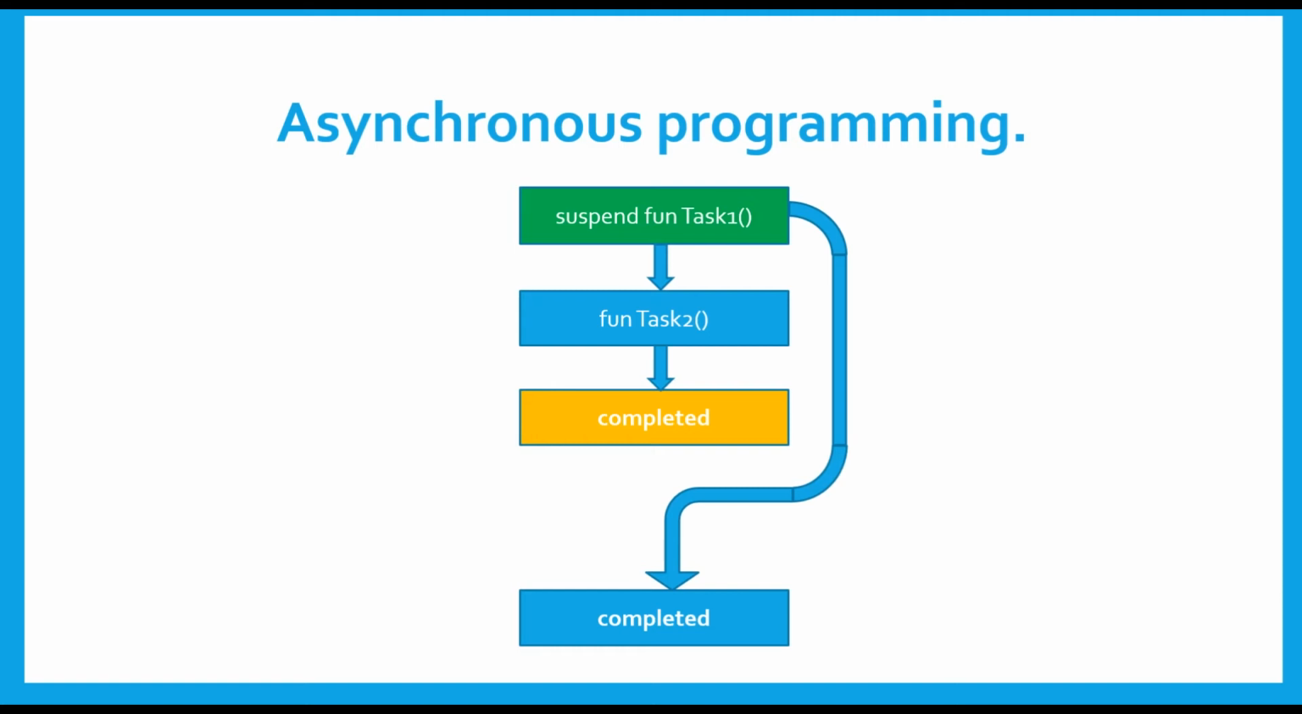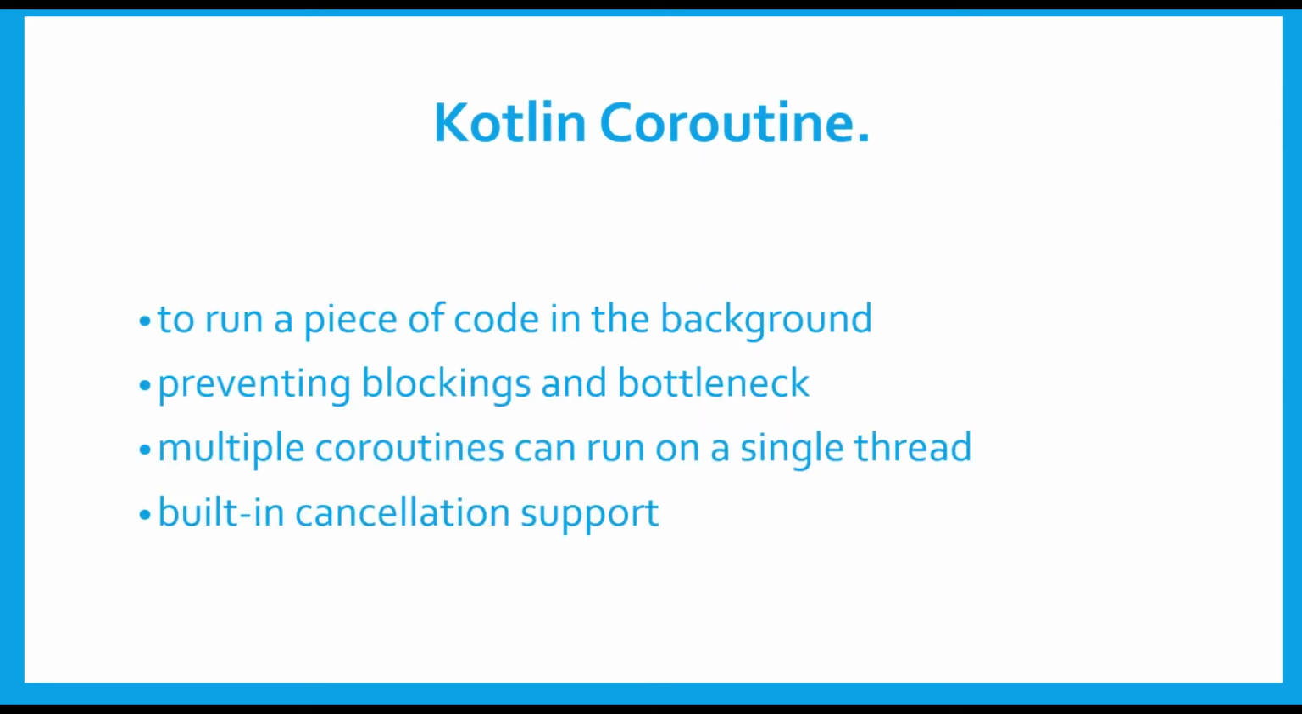So here you see a case when task 1 is suspended. We use the keyword suspend, and then task 2 is completed, and after that task 1 is completed. So this is an example of asynchronous programming. And what does running a piece of code in the background give us?